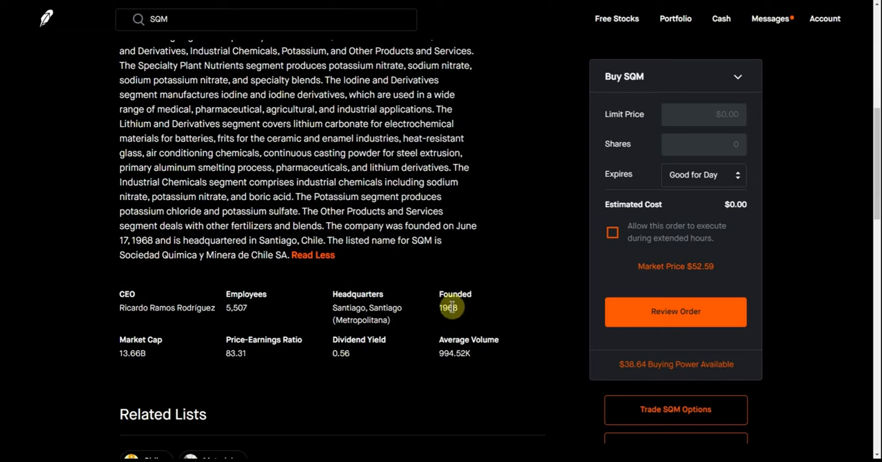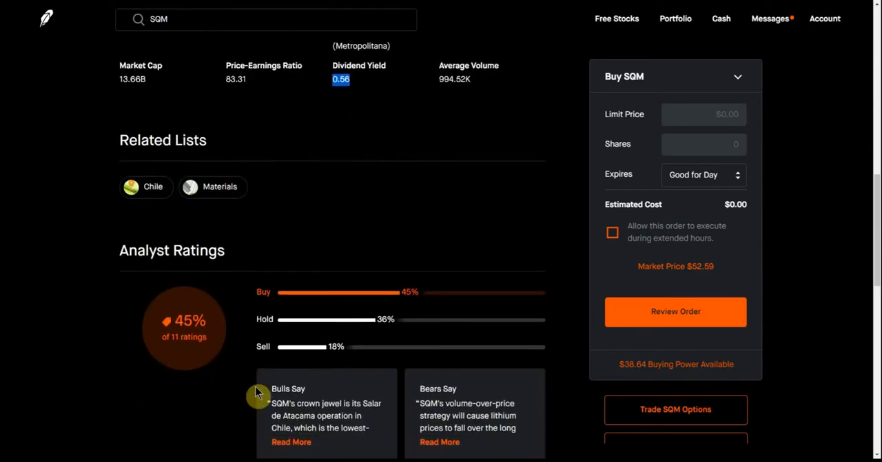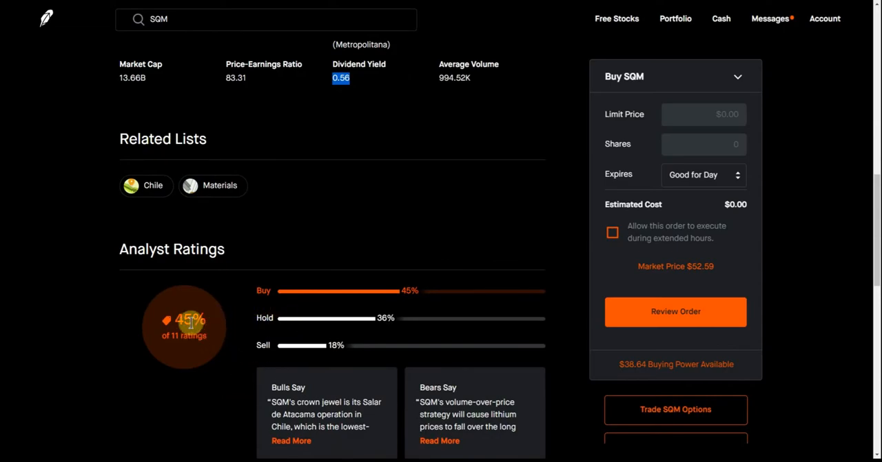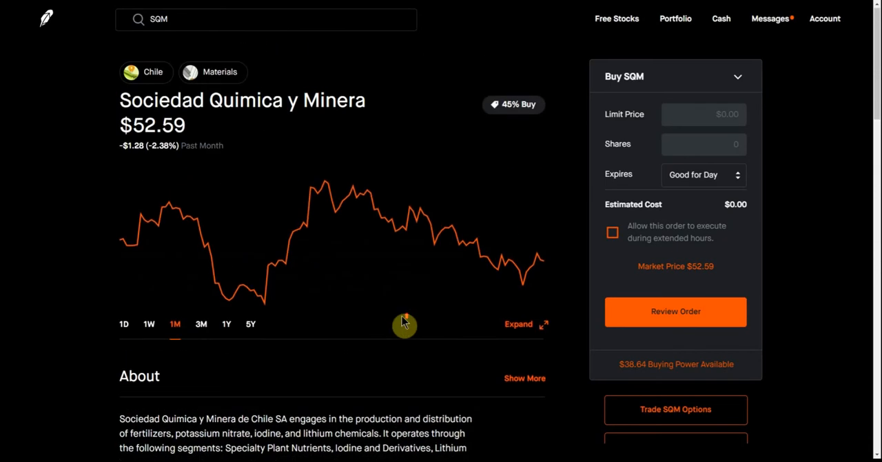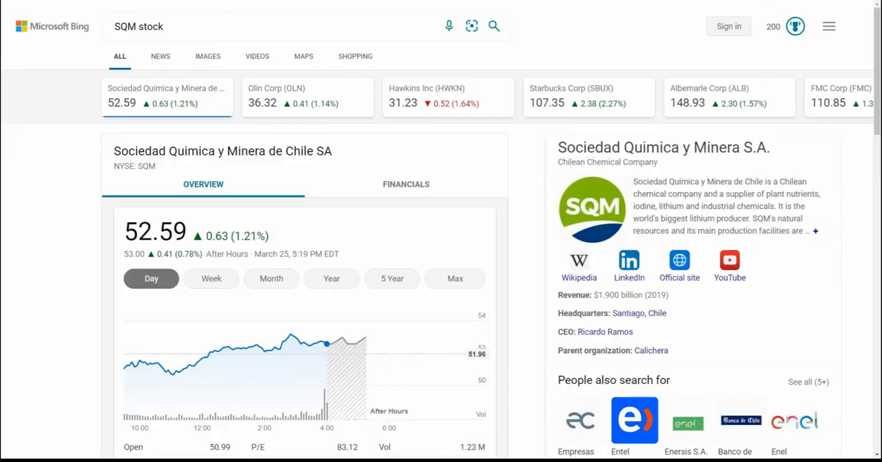And this one was founded in 1968. Market cap of $13.66 billion, and you even get a small dividend on this one. 45% of ratings show it as a buy, so not too bad of a rating.